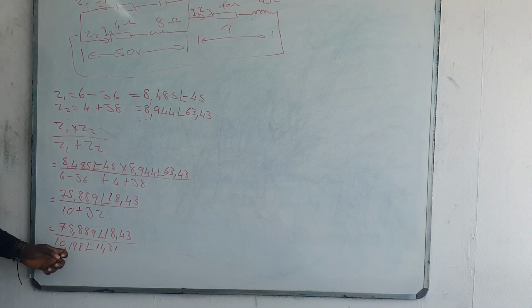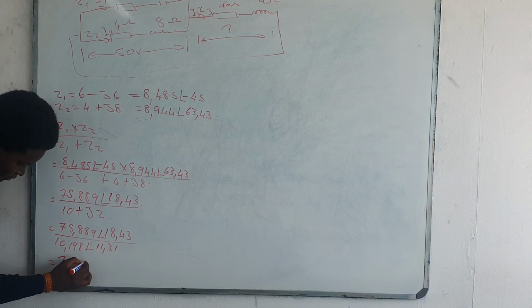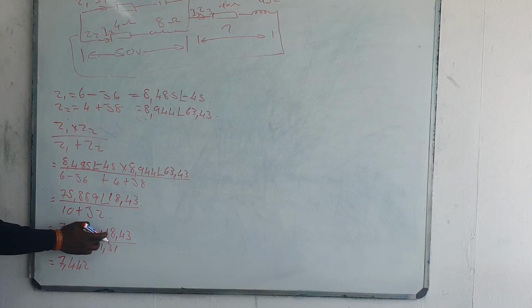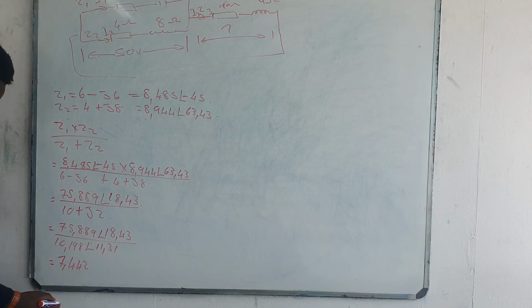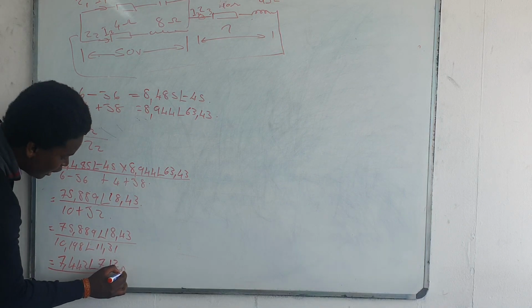75,889 divided by 10,198. What do you get your answer as? 7,442. Now let's do the angles. 18,43 minus 11,31. What do you get your answer as? You're actually correct, 7,12. Now, this is our ZP.